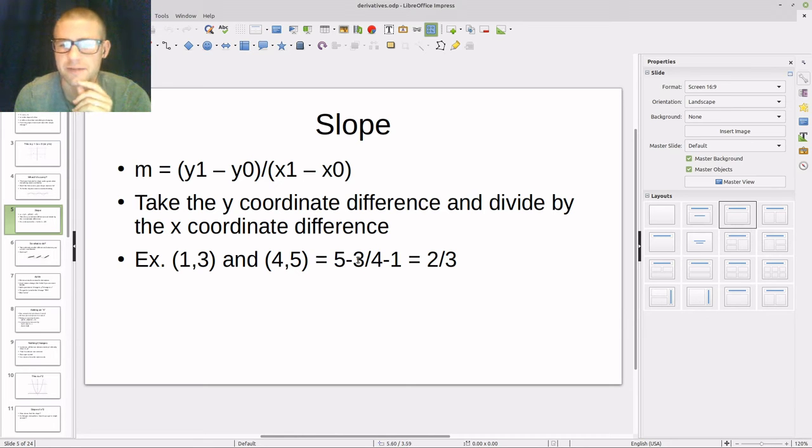So here I'm going to do 5 minus 3, that gives me 2. And I'm going to divide that by 4 minus 1. And again, the 4 is associated with the 5, so that comes first. And the 1 is associated with 3, they both come second. So my output would be 2 over 3. That is my slope. My slope for every 3 values I go over, which is this x part, I go up 2. Okay?